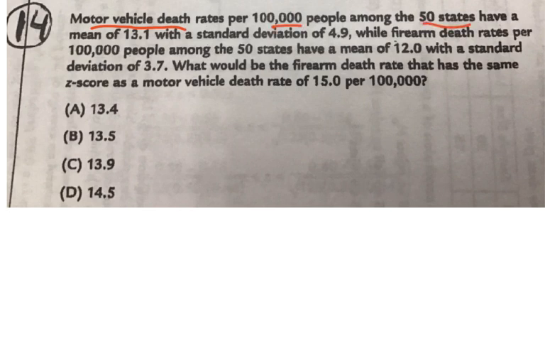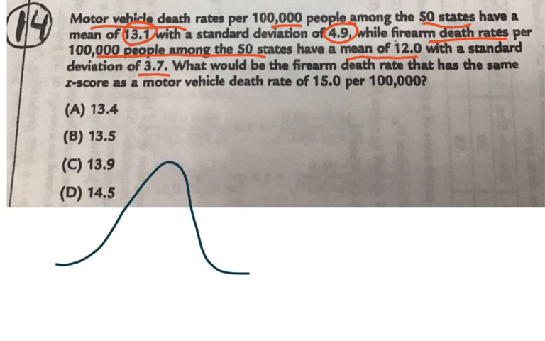in the whole United States has a mean of 13.1, standard deviation 4.9, while firearm death rates under the same conditions has a mean of 12 with a standard deviation of 3.7 deaths. Okay, so we are comparing normal curves here, guys, and this is a very common problem. So what's the first thing we need to do? We need to sketch these so we can compare them.